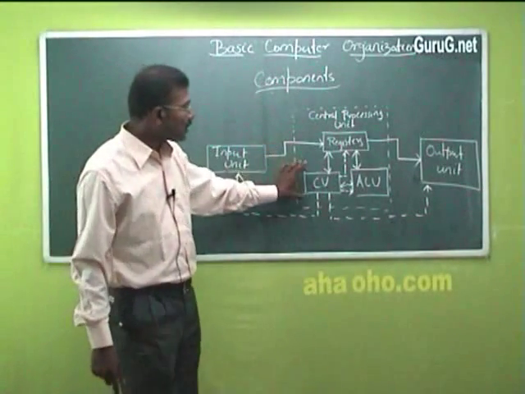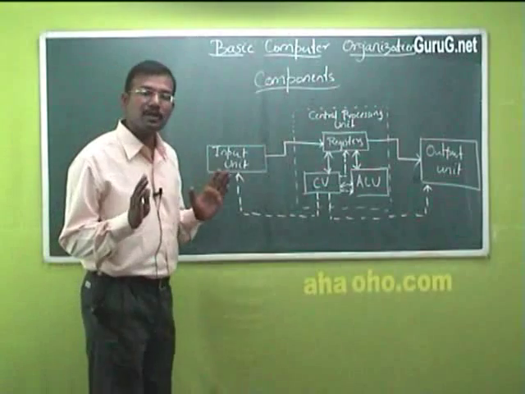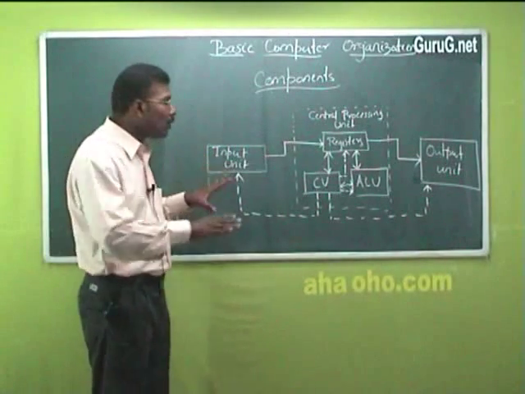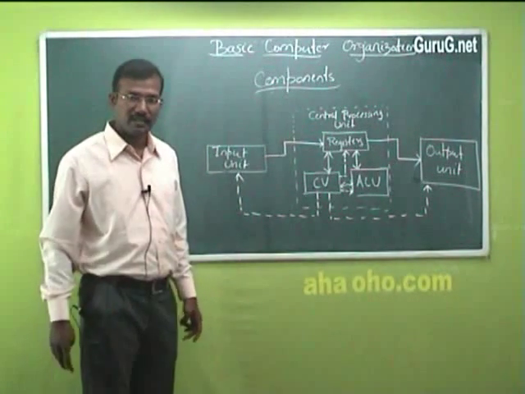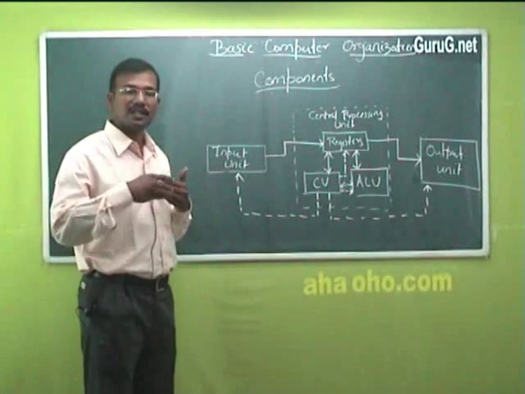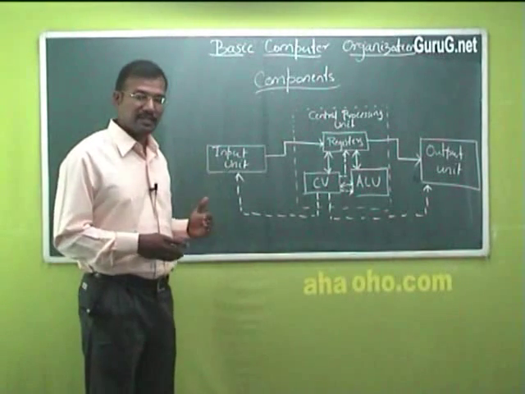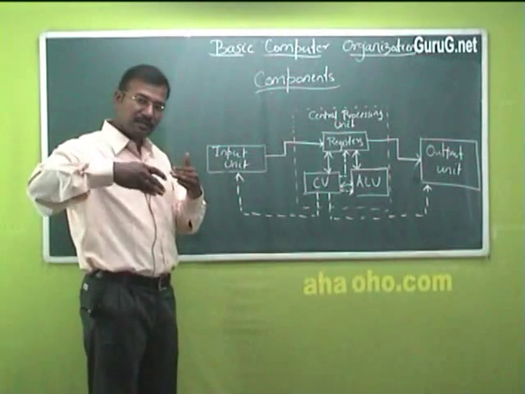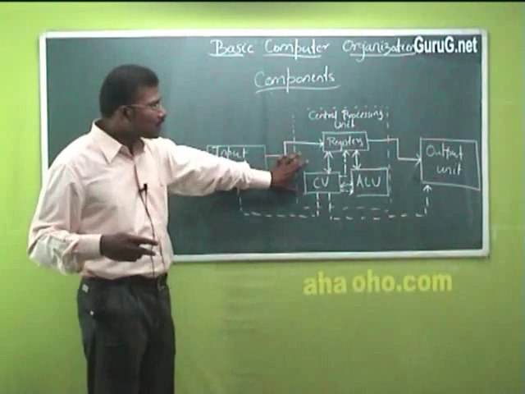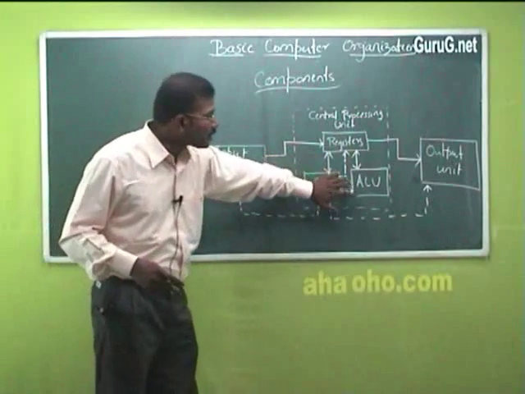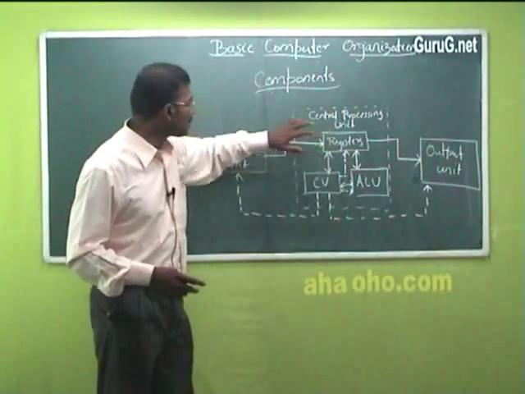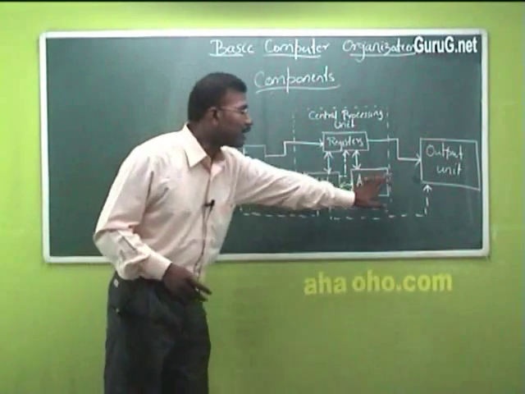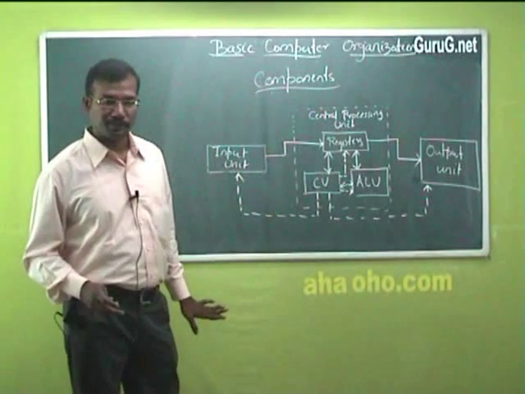And you can see the control unit. The main purpose of the control unit is to control all the devices. It will be continuously giving instructions to each and every device, and it works in two methods, and those are beyond this particular scope. This control unit controls the arithmetic logic unit, controls the register, controls the input unit, and controls the output unit.